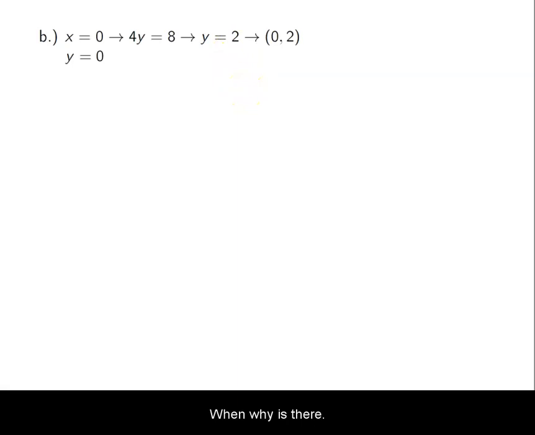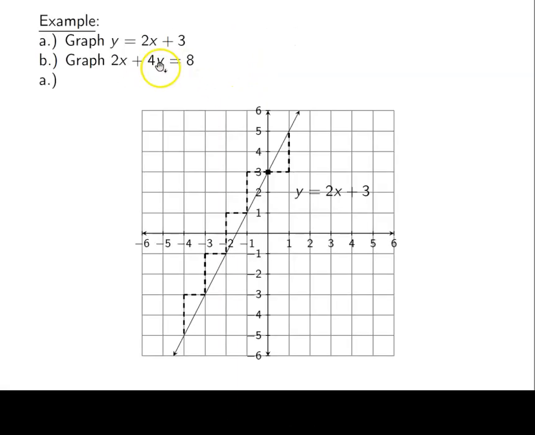Okay, when y is 0, I get 2x plus 0 equals 8. Again, y is 0, so 2x equals 8.